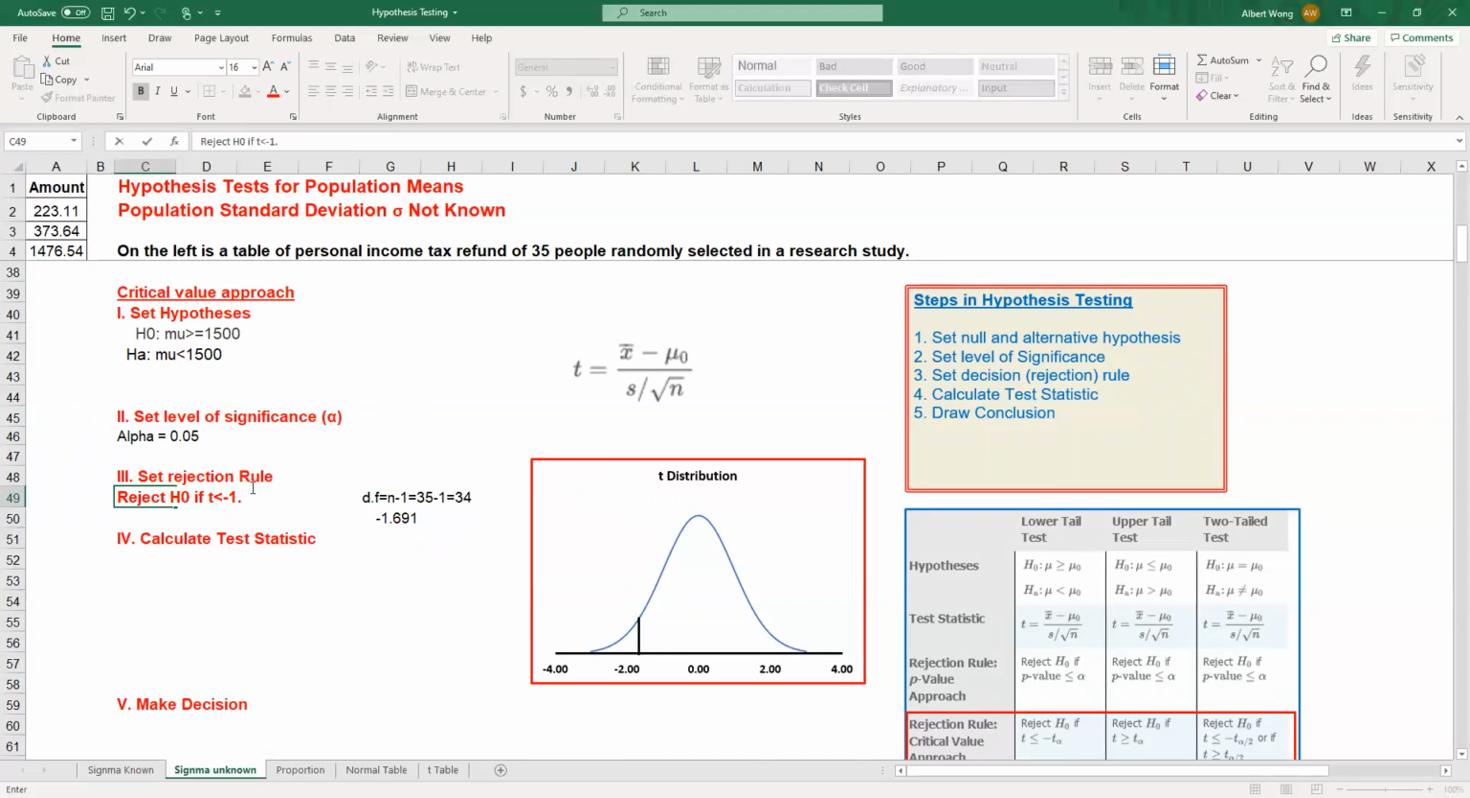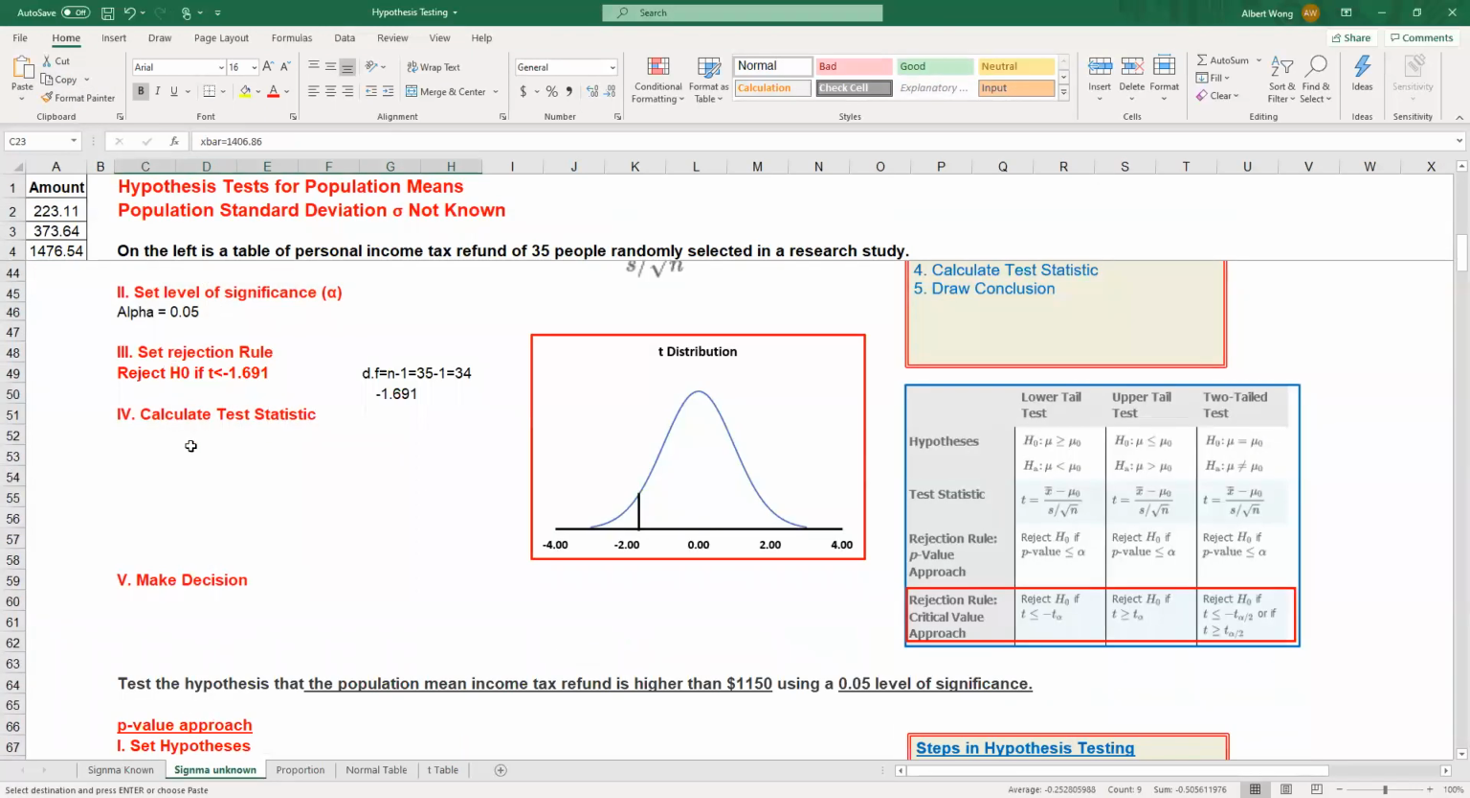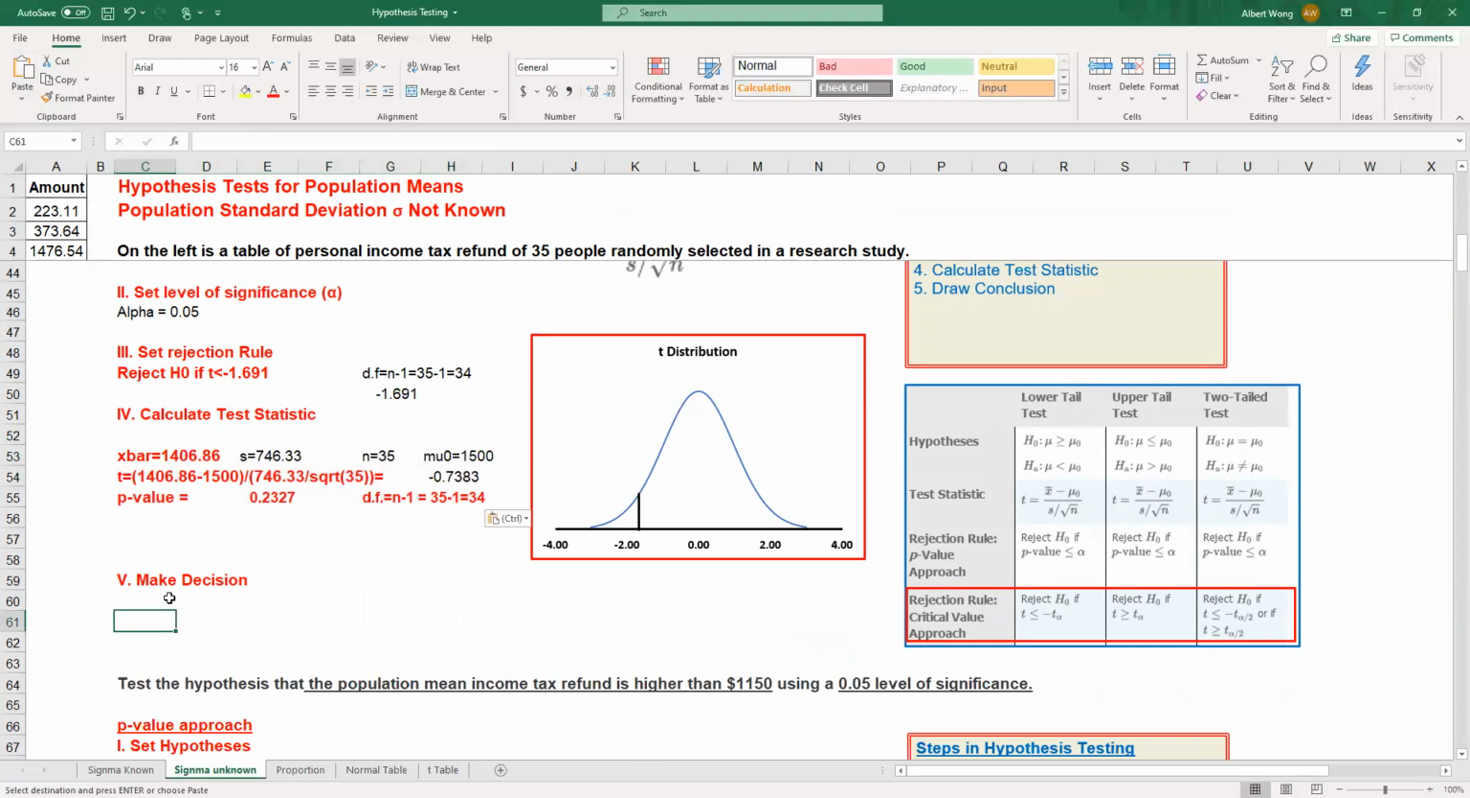So you can see that the logic is exactly the same as before, except that we're using a different table. Instead of using the normal table, we use the t-table. Drawing a picture would always help you. And the calculation of the test statistic, of course, is exactly the same, so we're going to keep that. And then we can draw the same conclusion. What is the conclusion? We don't really have to calculate the p-value.